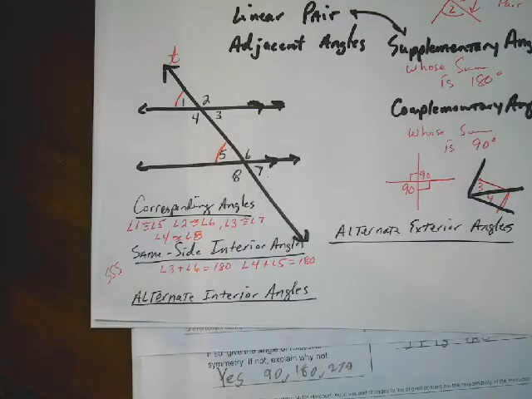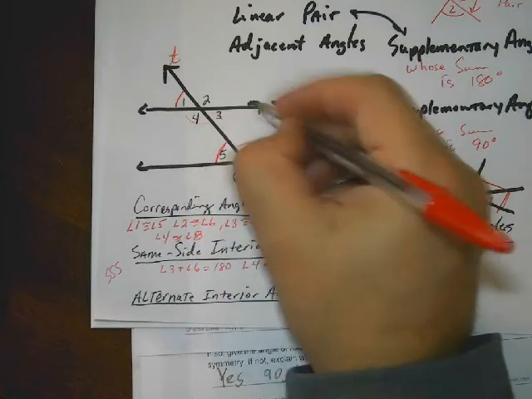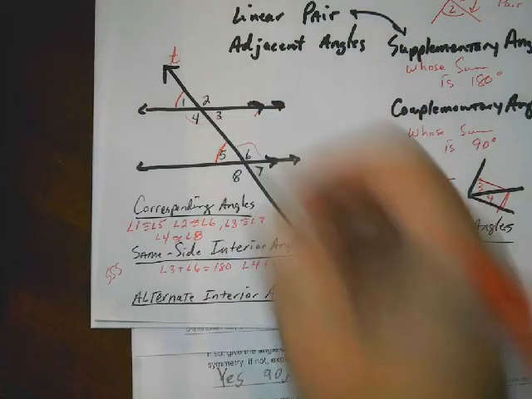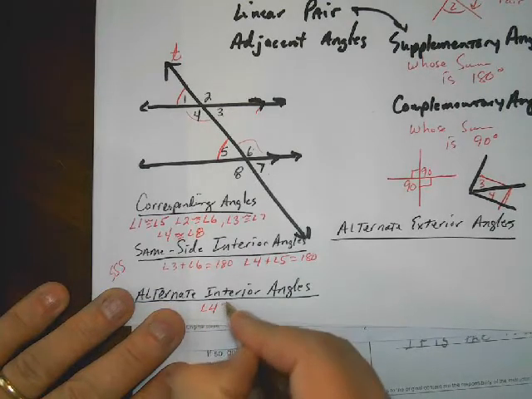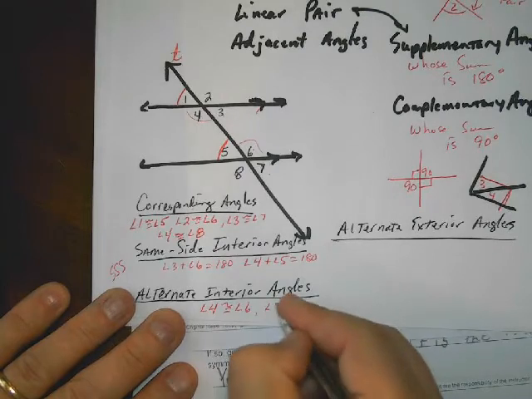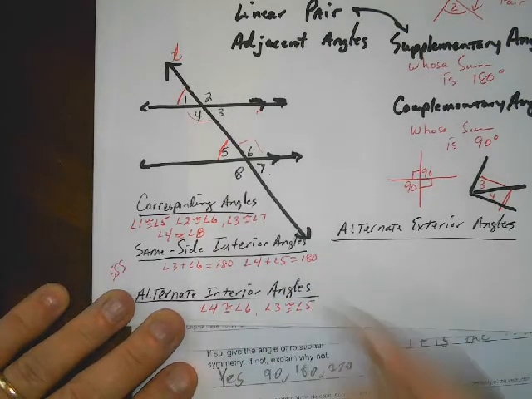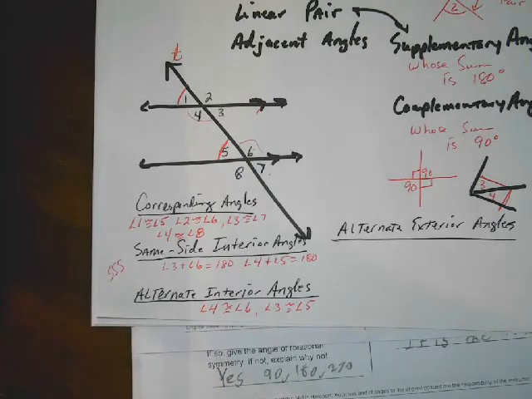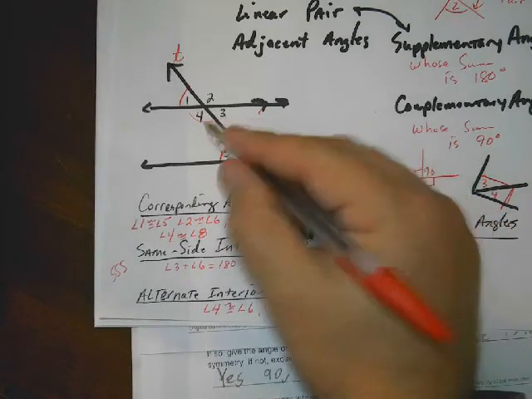What about alternate interior angles? Okay, well, let's say 6 and 4. If the lines are parallel, which we know they are, then we know that those are congruent. So angle 4 is congruent to angle 6, and angle 3 is congruent to angle 5. Okay, so 4 and 6 are congruent. 3 and 5 are congruent.